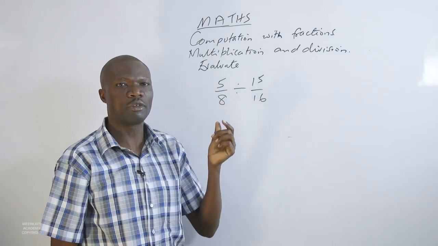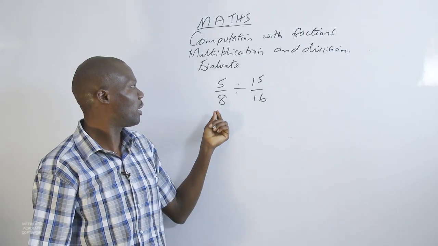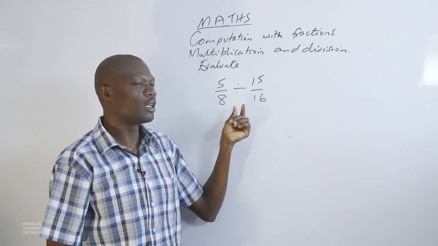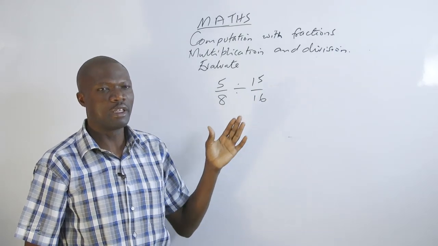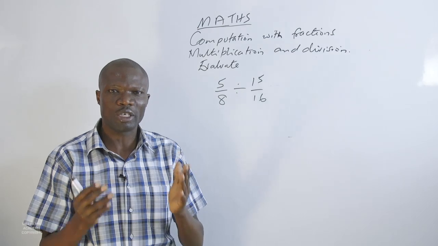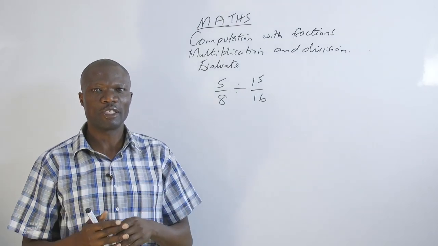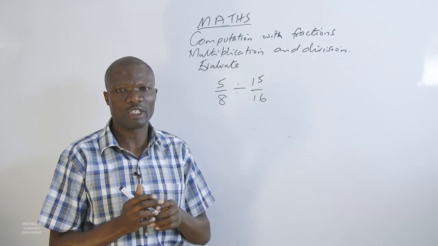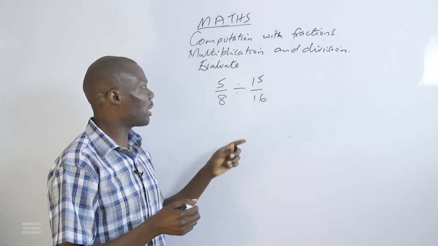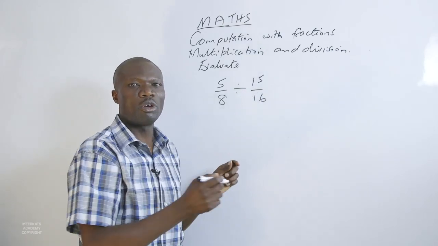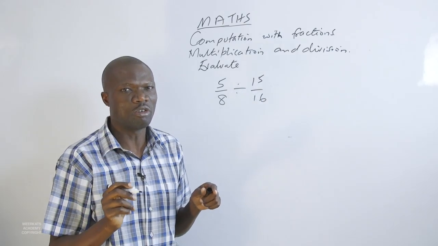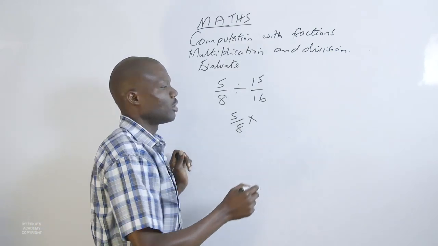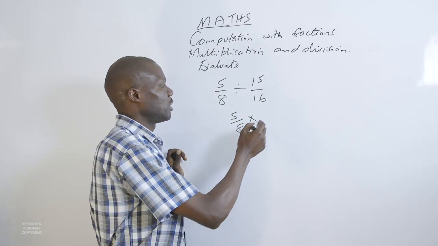Evaluate 5 over 8 divided by 15 over 16. This one still requires us to multiply by the reciprocal, so it is always wise for us to be able to find the reciprocal of any fraction, and for this case, what is the reciprocal of 15 over 16? You should have found it is 16 over 15.